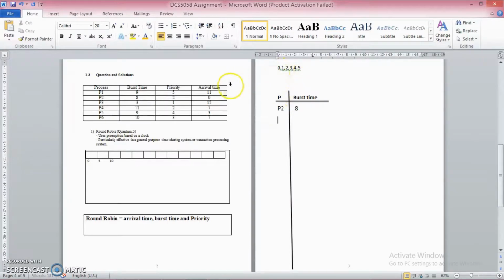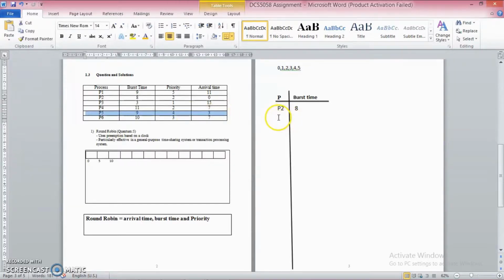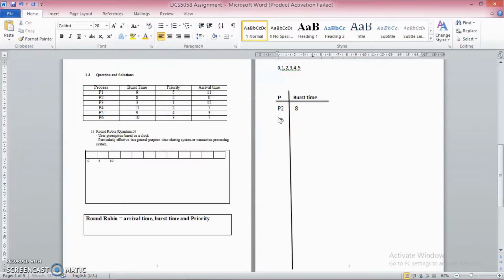Next is 1. Is there any arrival time at 1? No. 2? No. 3? Yes. The process arriving at 3 is P5. So put P5 here. And the burst time is 9. Okay, so now let's execute the process. Because there is no arrival time at 4 and 5, we can straight away execute process P2.